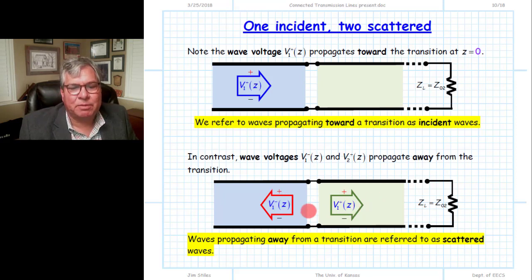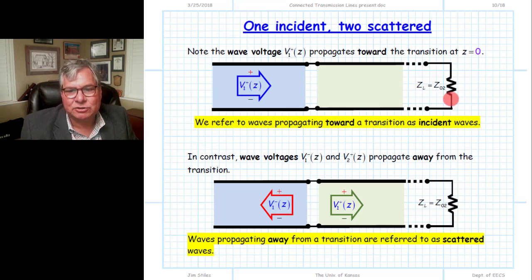These two waves that are propagating away from the interface are waves that we describe as the scattered wave from that interface. And so we have a way of separating our waves into two categories. There are the waves that are propagating toward this discontinuity, this interface, and then the waves that are propagating away. The waves propagating toward we call incident waves, and there is one in this case.